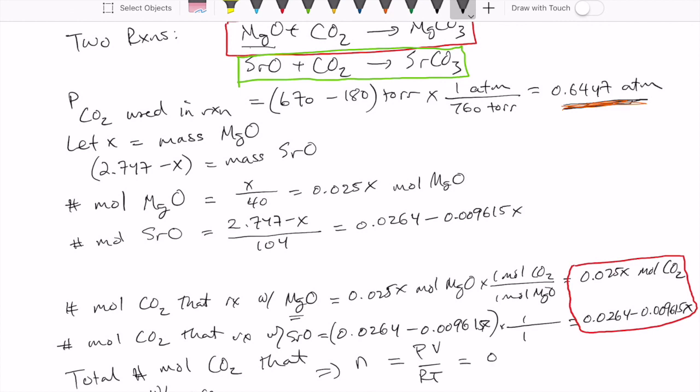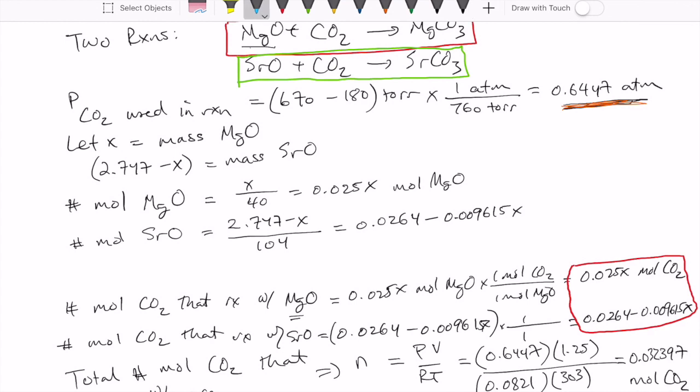The P is 0.6447 atmosphere. Again, I'm skipping units here. V is 1.25 liters. R is 0.0821. And then temperature in Kelvin is 303. And when I multiply all that, I get 0.032397. Okay, that's the moles of CO2. So the number we just got here in blue is the total number of CO2.